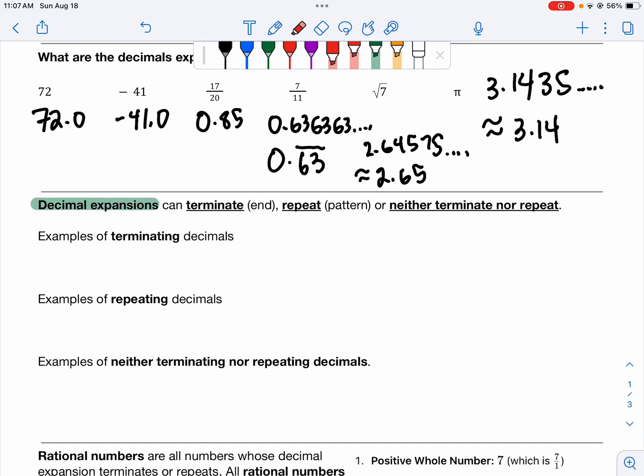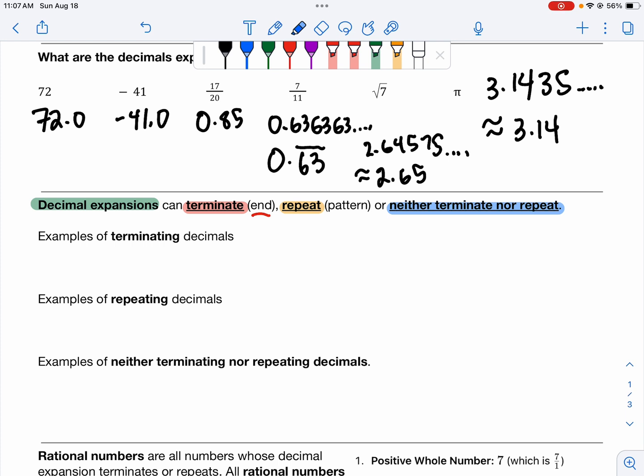They can terminate. Think about the word terminate. Terminate means end. Okay? They can repeat. What does repeat mean? Repeat means there's a pattern. And then they can do neither. And we'll talk about that as well. They can neither repeat nor terminate. Okay, so let me give you a few examples here.